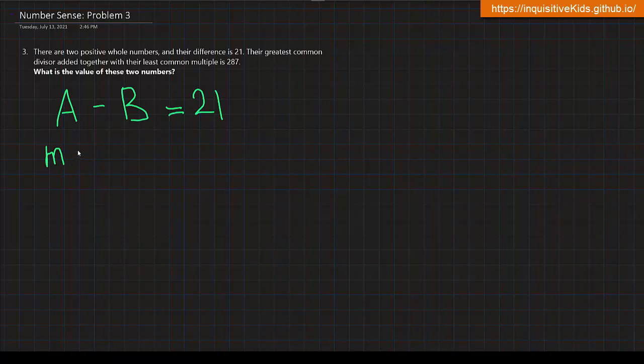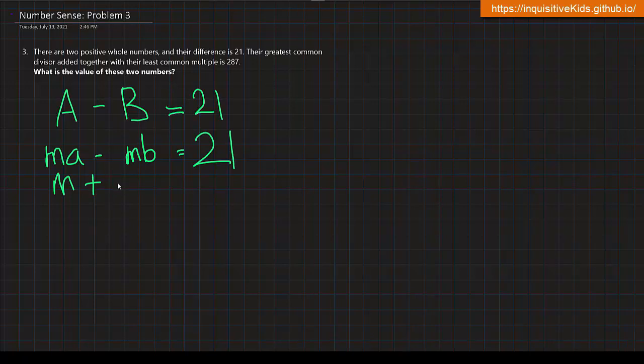So A would be M times lowercase a, and B would be M times lowercase b. M a equals the capitalized A, and M b equals the capitalized B. So if we subtract M b from M a, we're going to get 21. And then it says the greatest common factor, M, added together with their least common multiple is 287.